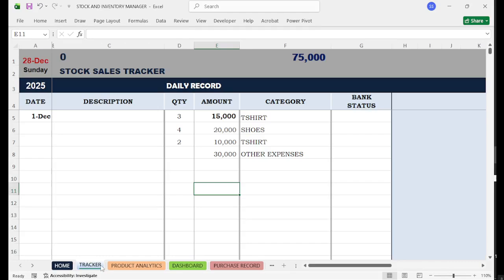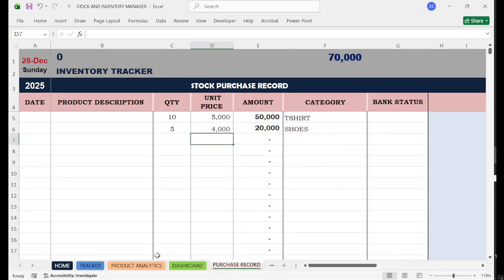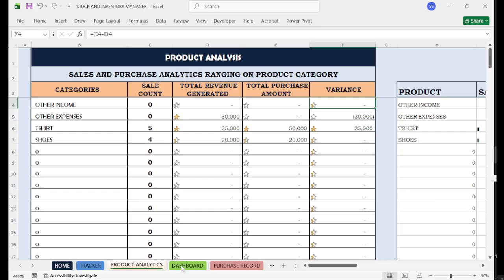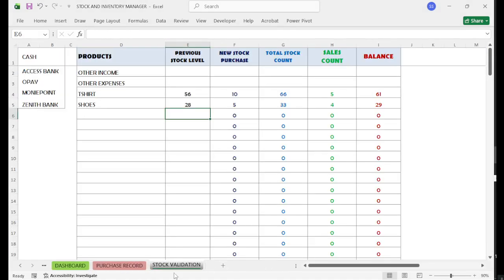And so in a nutshell, the only parts of this tracker that you're actually inputting records are this main tracker as you're selling, and this one as you're buying. So if you need clarity, that's when you check in the product analytics and the dashboard and the stock validation.